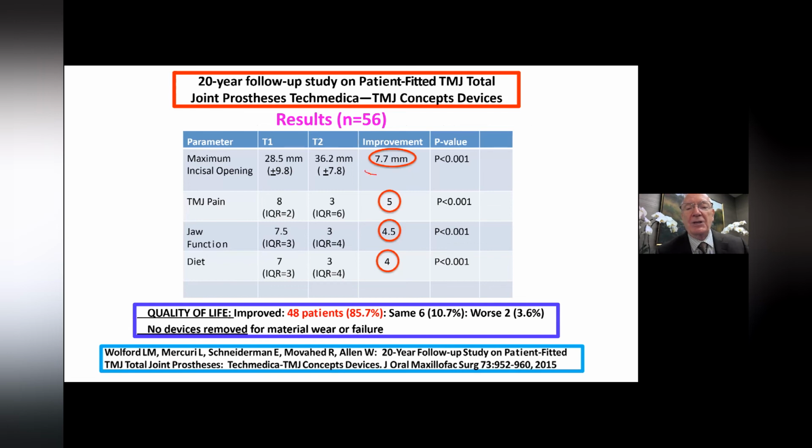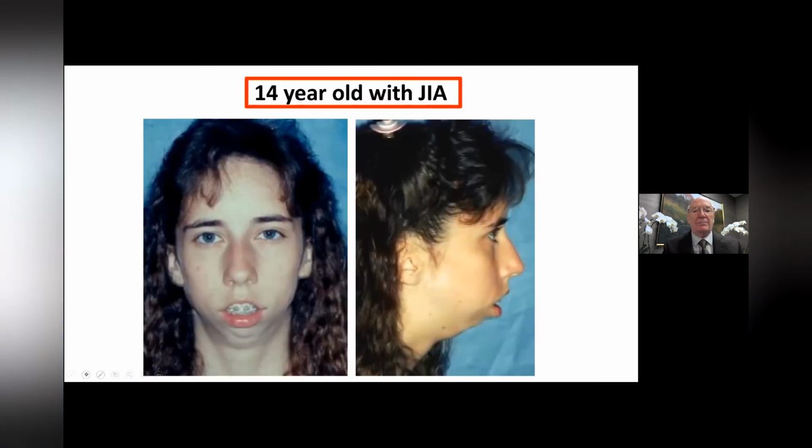Overall, the patients experienced a 7.7 millimeter increase in their incisal opening, a decrease in TMJ pain by 5 units, jaw function improved by 4.5 units, and diet improved by 4 units. 48 of the patients, or almost 86% of the patients, stated that they were improved in their quality of life afterwards. 6 patients remained the same, and 2 of the 56 patients felt that they were worse afterwards. Importantly, no devices were removed for material wear or failure. So these prostheses all hold up pretty well.